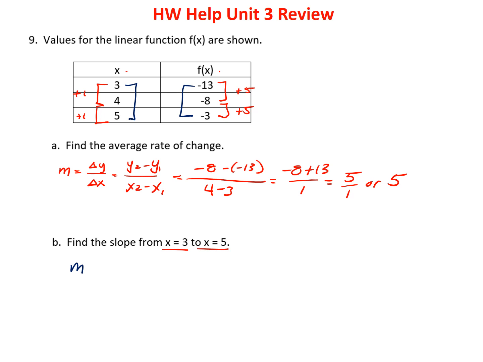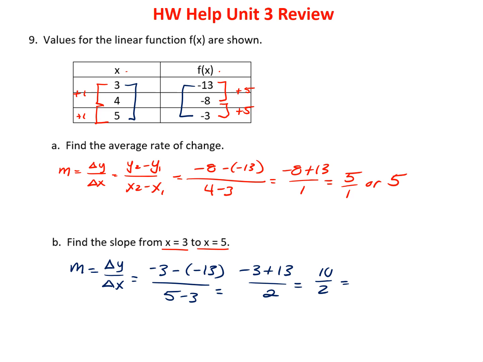So once again, my slope is my change in y over my change in x. So it's going to be my change in y is minus 3 minus a negative 13 over 5 minus 3. So here again, this is minus 3 plus 13. 5 minus 3 is 2. So this is going to be 10 over 2, which equals 5 over 1, or 5. And as we expected, because it's a linear function, the slope and the average rate of change are going to be the same no matter what point you pick.